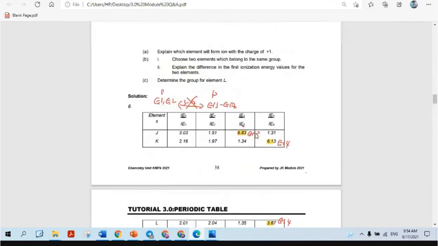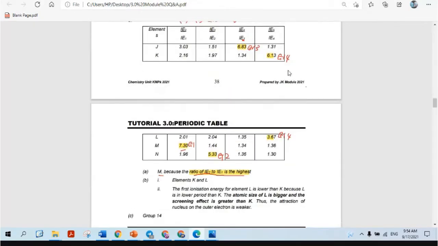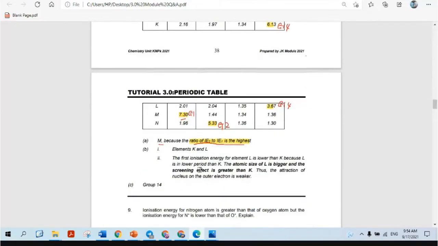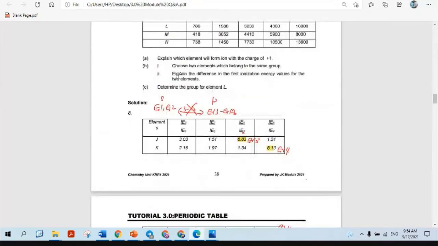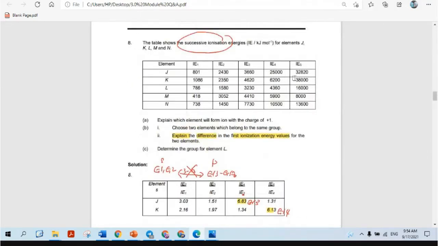Second question. Explain which two elements belong to the same group. Group 14 means element K and element L. Next. Explain the difference in the first ionization energy value of these two elements. So we check for group, we check for K and L. What can you deduce from these two values?